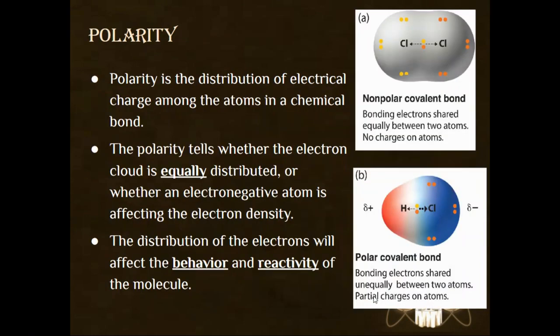Polarity is going to be the distribution of electrical charge among the atoms in a chemical bond. Once we draw them out, we're going to be able to determine the polarity. Polarity is important because it tells us whether the electron cloud is equally distributed or whether an electronegative atom is affecting the electron density. The distribution of the electrons will affect the behavior and reactivity of the molecule.